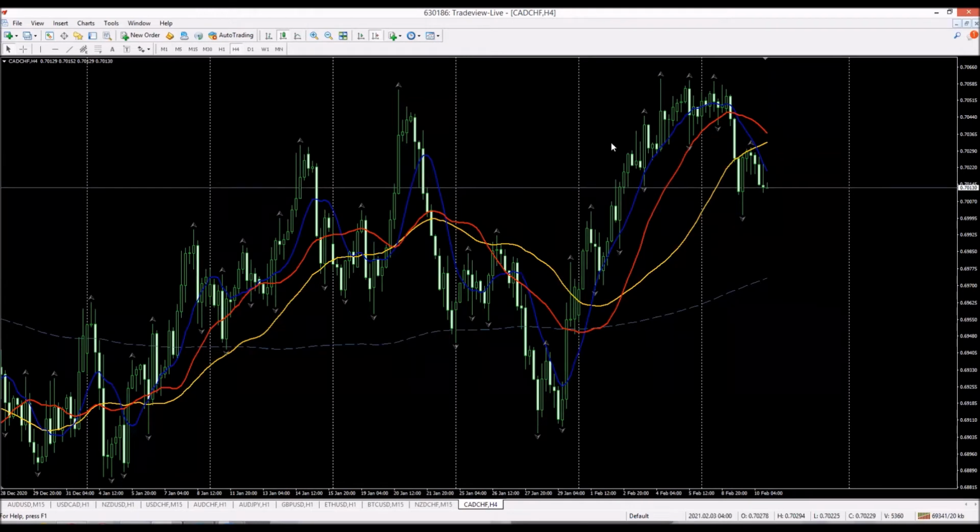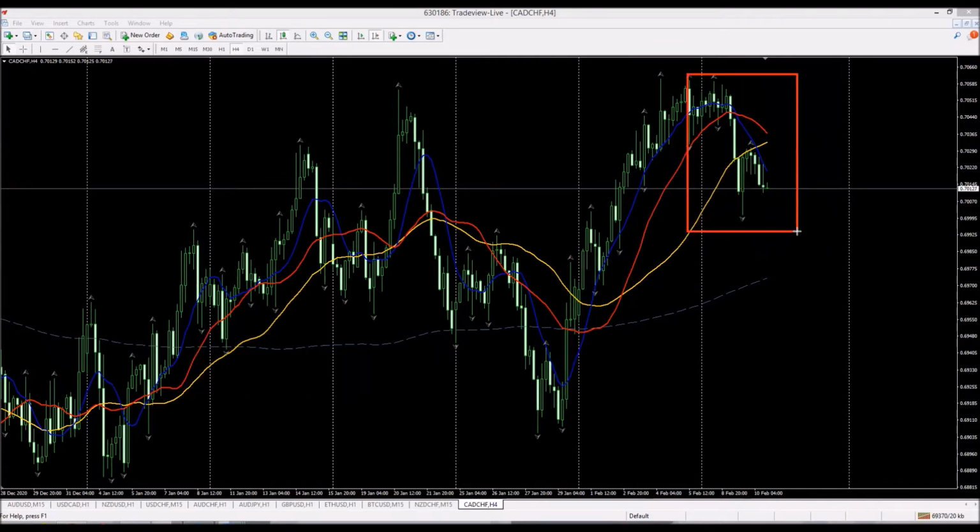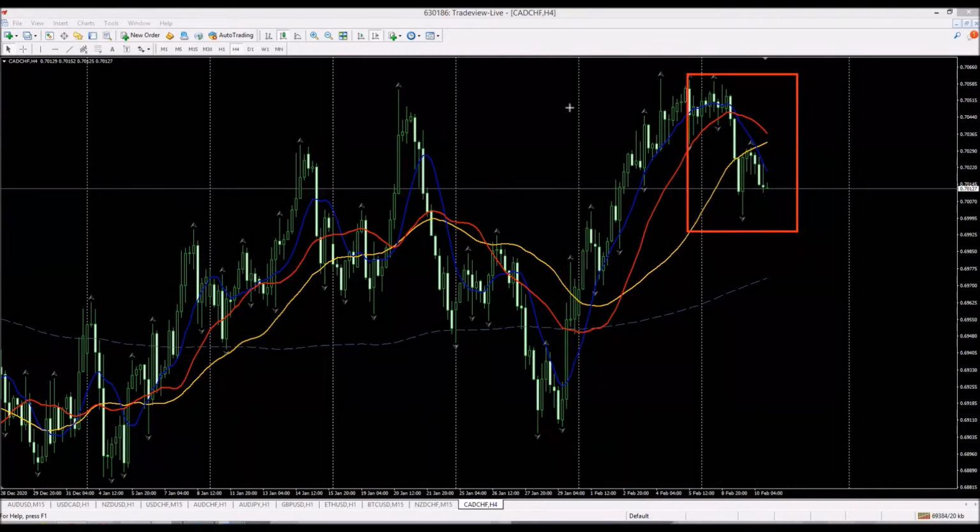Okay, traders, let's have a look at this trade on the Cad Swiss. What we want to look at really is, how could we have identified this trade right here? It is a trade.